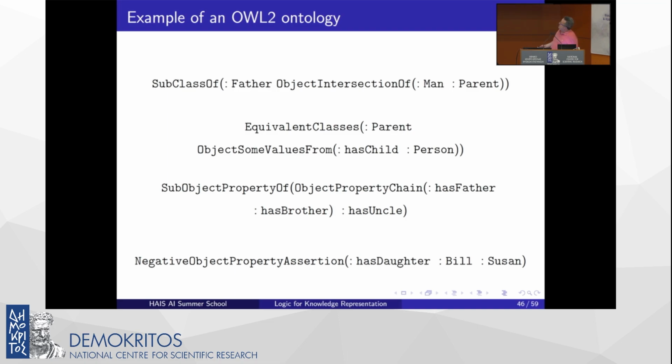It's a textual syntax that you can use to enter the ontology in a reasoner, yeah? And of course, there are visual tools also to build the ontology. Protégé is the most famous one, and so on. So you can write, for example, that father is a subclass of the intersection of man and parent, or that parent is equivalent to all these that have a child that is a person, or that has father is a subproperty, sorry.